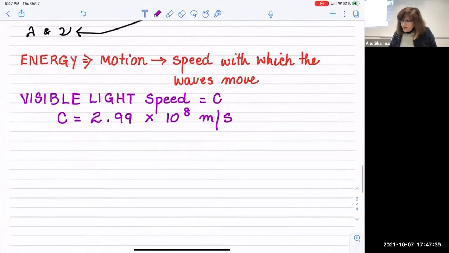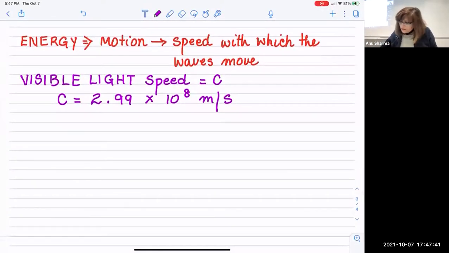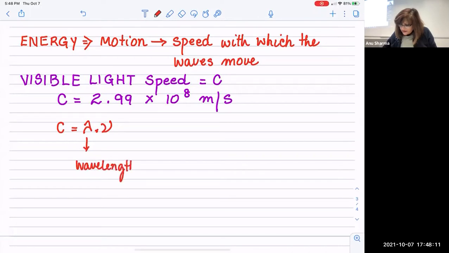And so now, through all these experiments and formulas and derivations and math, the relationship between the speed of light, the frequency and the wavelength is this. Frequency is nu. So the speed of light, or the speed of any waves, is equal to the wavelength times the frequency.